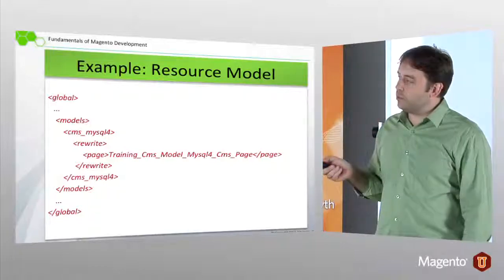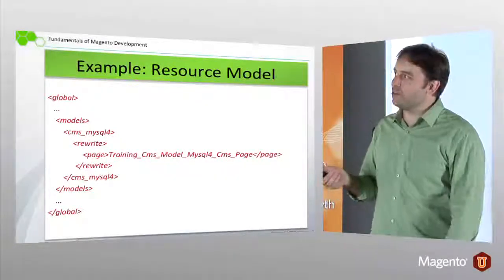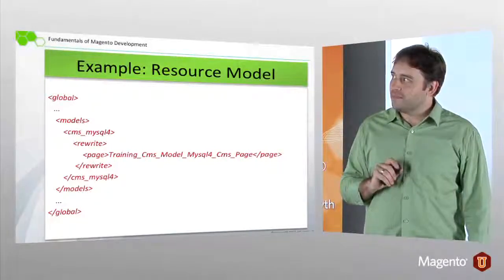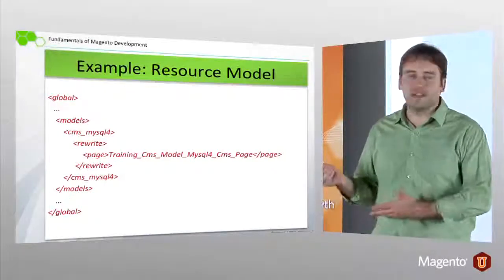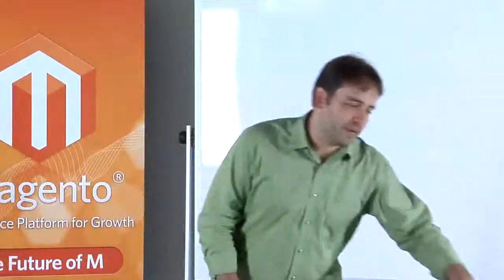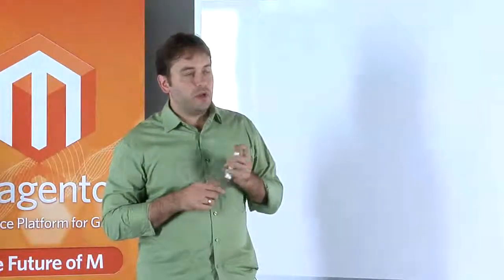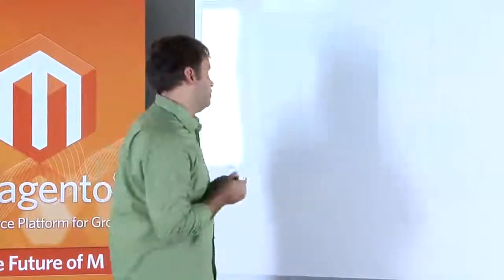Now, the problem for me when I first tried to do this was I had no idea what to use for this node under models. All right? Because you might think, well, it's a model, rewriting a model, we'll just use CMS. But we're not going to use CMS. Because what the configuration does to find resource models, so effectively we have a call to Mage get resource model. What that looks like is this.